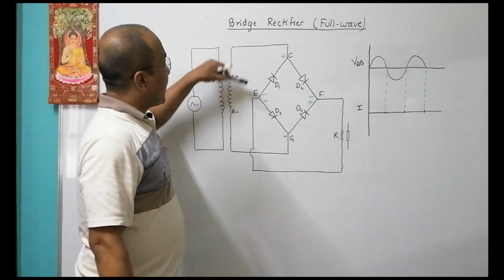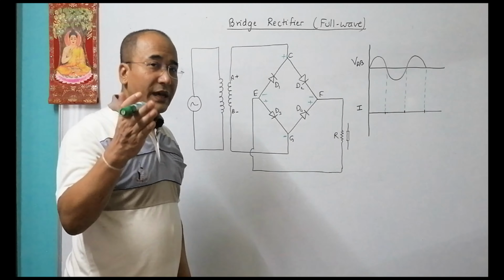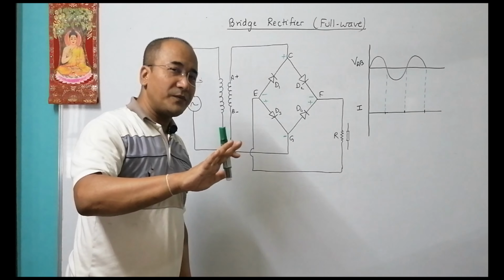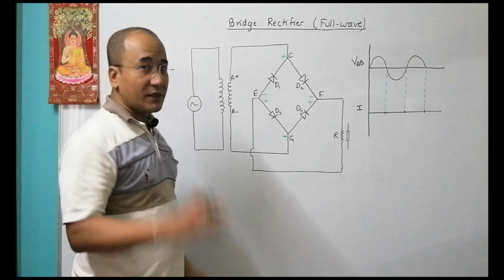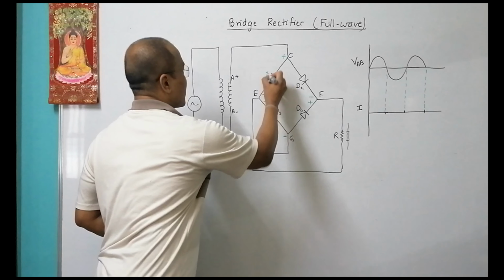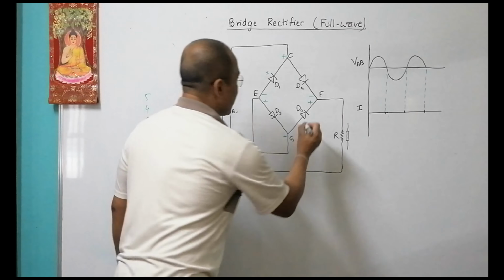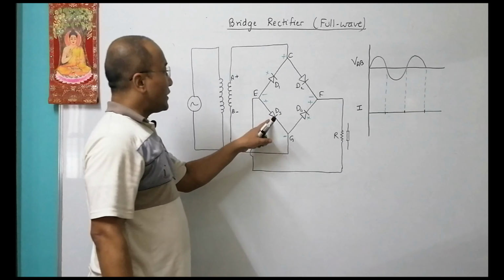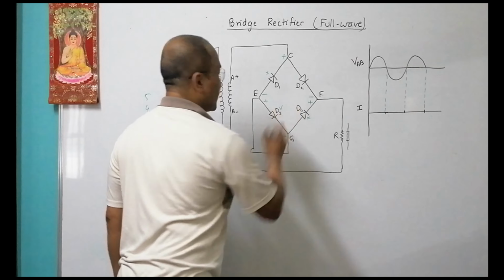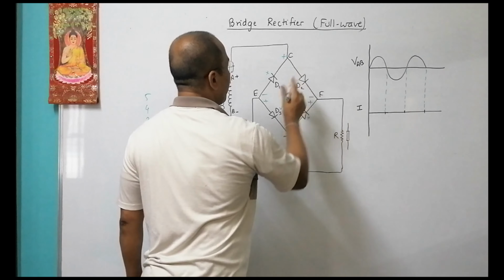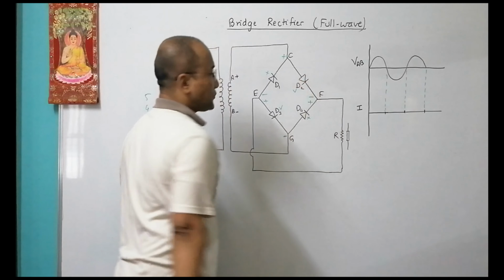Now let us look at this diode. A diode will conduct when its N side connects to negative and P side connects to positive of the source. So here N side connects to positive, P side to negative. It will not conduct. Here also N side to positive, P side to negative, so it will not conduct. But here diode D3, N side negative, P side positive, it will conduct. Then D2, N side negative, P side positive, it will conduct.